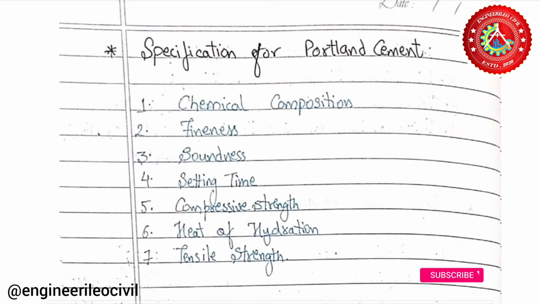Weight of magnesia should not be more than 6%, the total sulfuric anhydride should not be more than 2.7%, and total loss on ignition should not be more than 4%. This is the most important part of the chemical composition.